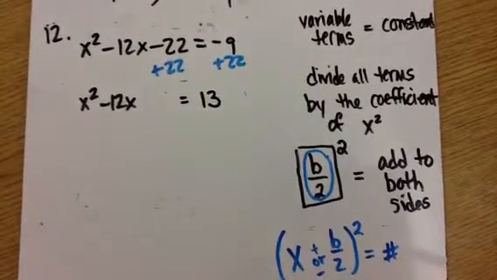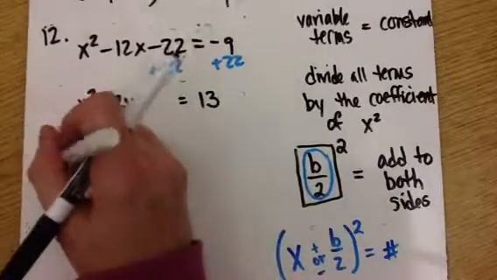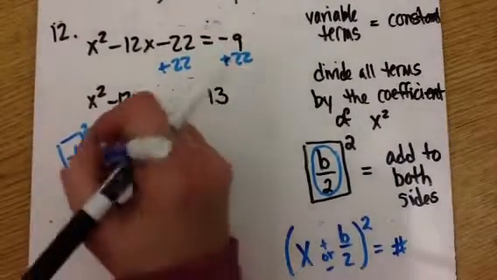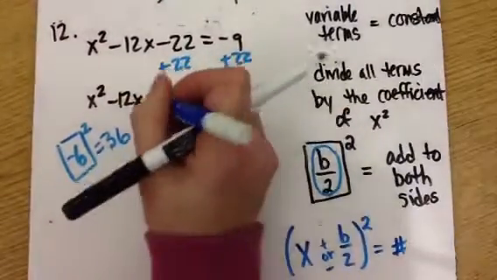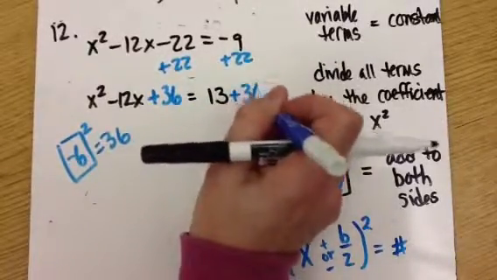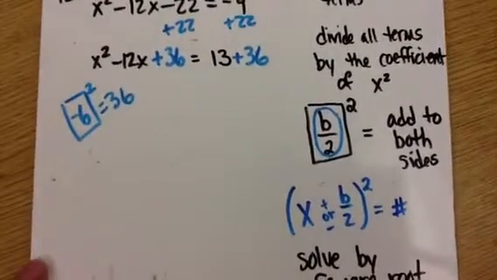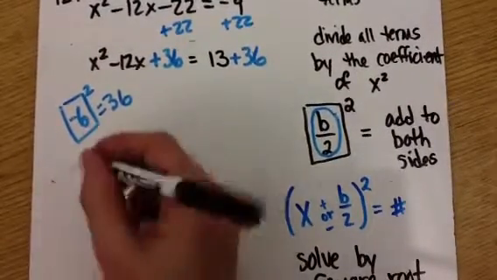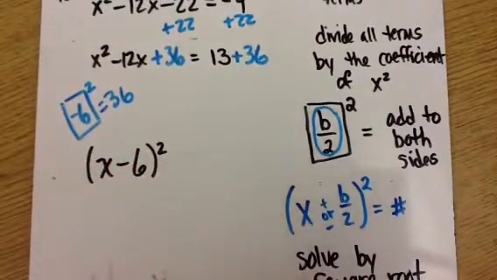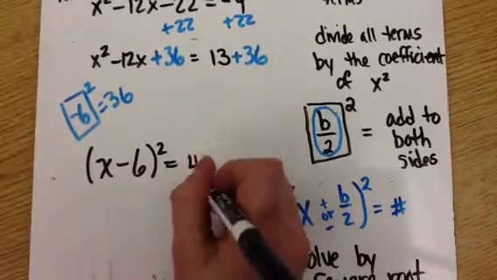Then we will find half of b. b is negative 12. Half of negative 12 is negative 6, which we square. So negative 6 squared is 36. And that's what we will be adding to both sides. So plus 36 plus 36. Then we will factor the left side using that negative 6. So that will factor into x minus 6 squared. And that is going to equal 13 plus 36 is 49.